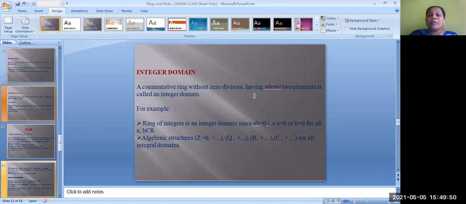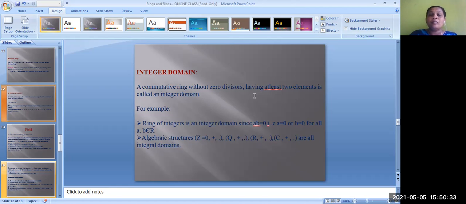So for example, the ring of integers is an integer domain since ab equal to 0 implies a is equal to 0 or b is equal to 0, for all a, b belongs to the set. So here we are taking two elements, ab equal to 0, non-zero, without zero divisors, so a is equal to 0 or b is equal to 0 we can find. Next, the algebraic structures Z, plus, dot and Q, plus, dot and R, plus, dot and C, plus, dot are all integral domains. So this is the condition of integral domains.